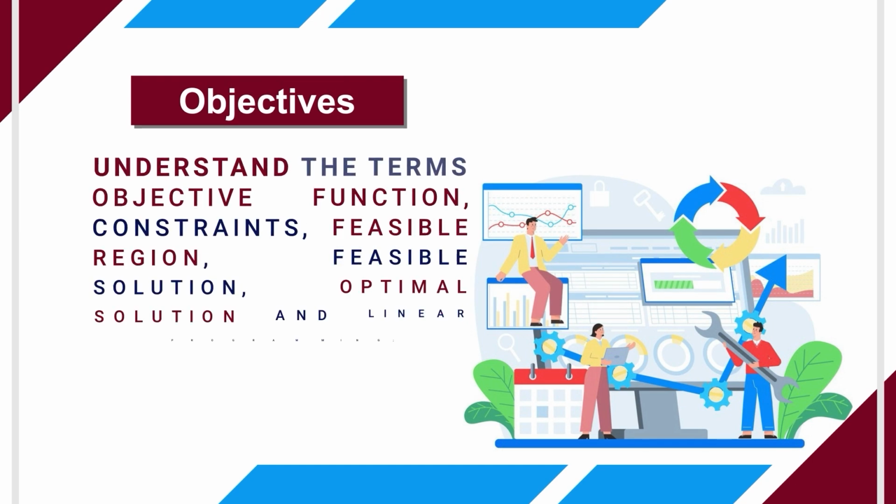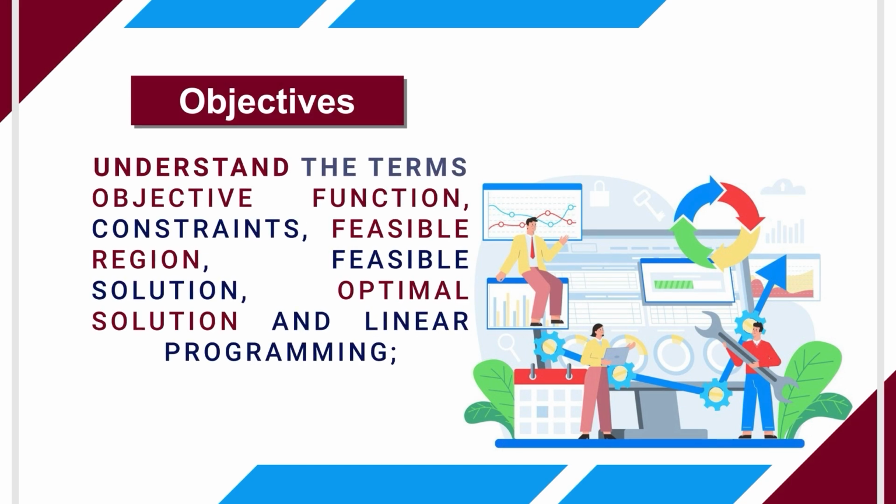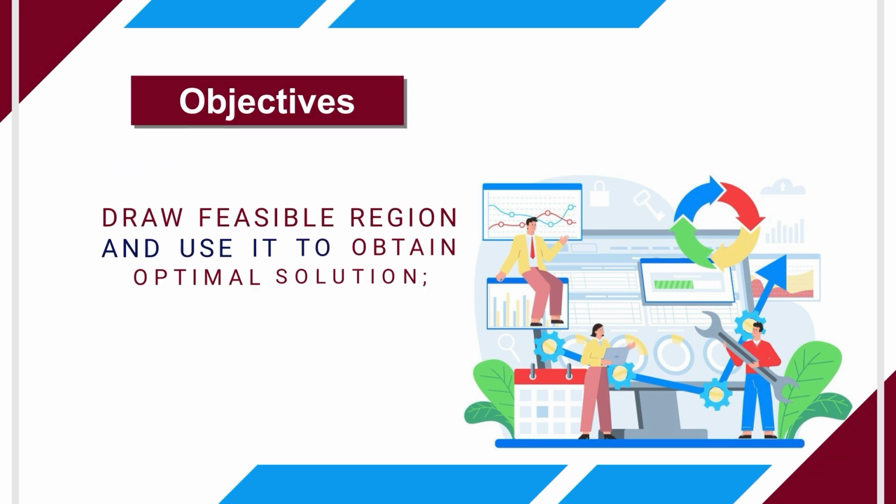So, to begin with, the objectives of today's session are to understand the terms like objective function, constraint, feasible region, feasible solution, optimal solution, and what linear programming is. Apart from this, in this session you are going to understand how to draw the feasible region and obtain the optimal solution.